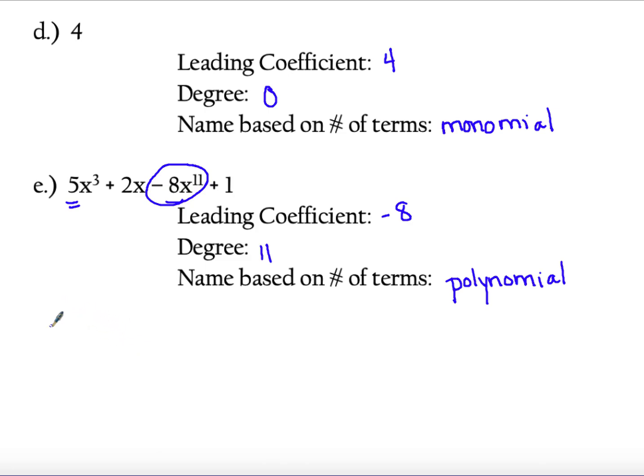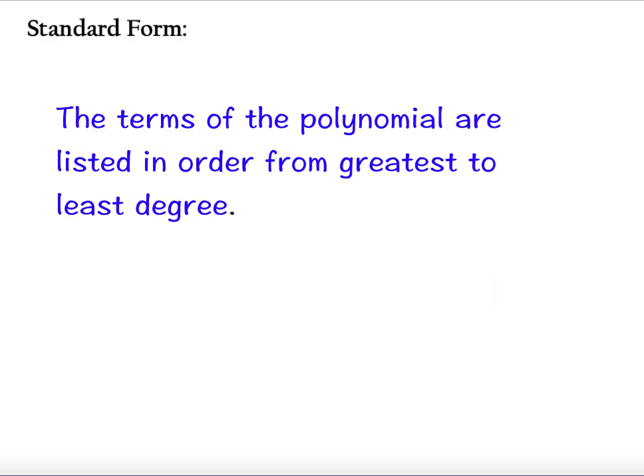Now, letter E was the exception to all the rest of them because it was not written in what we would call standard form. What's standard form? Standard form means that the terms of our polynomial are listed in order from greatest to least degree. So, for example, in that letter E, if I was going to write that in standard form, I would put that negative 8x to the 11th first. Then we would look at the 5x cubed, then the 2x, and finally the 1. The signs stay with the term, and we write it in order from greatest degree, or largest exponent, to the smallest exponent that we see there.